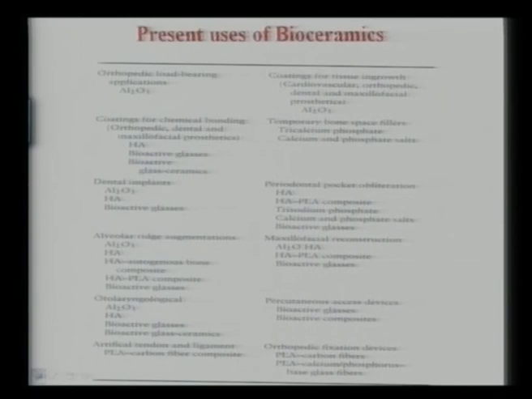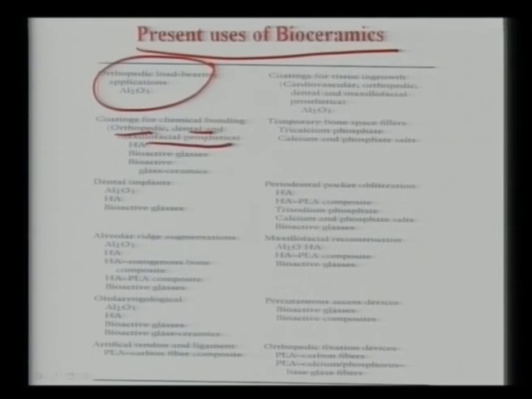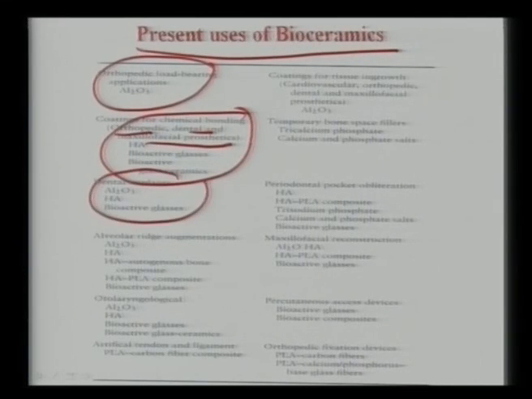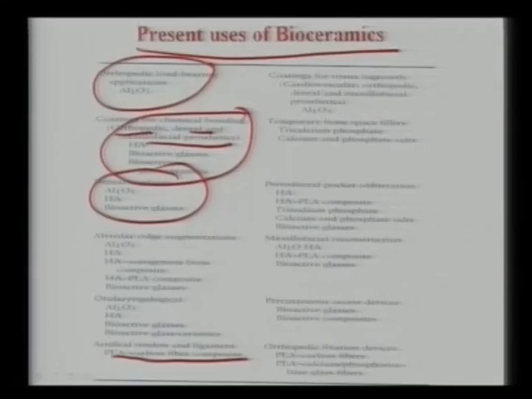Now, this particular slide summarizes the potential uses of bioceramics. Mostly in orthopedic applications, alumina is used, and for coatings for chemical bonding in orthopedic, dental application, and maxillofacial prosthetics, hydroxyapatite, bioactive glasses and glass ceramics are mostly used. For some of the dental applications, alumina, hydroxyapatite and bioactive glasses are used. Then you have the artificial tendon or ligament, which is a PLA carbon composite. PLA is polylactic acid, an example of a polymer, and carbon fiber composites are used in the artificial tendon or ligament.